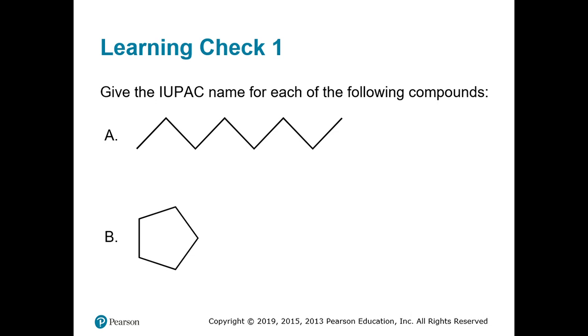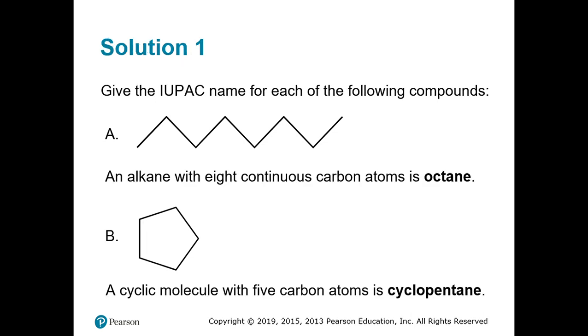Let's try naming these compounds according to IUPAC. The first compound, which is compound A, we have 1, 2, 3, 4, 5, 6, 7, and 8. If you have 8 carbons, it is named as octane. And this is a cycle. We have 1, 2, 3, 4, and 5 carbons in a cyclic form. So it is cyclopentane.